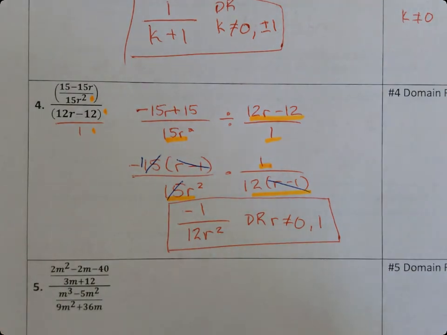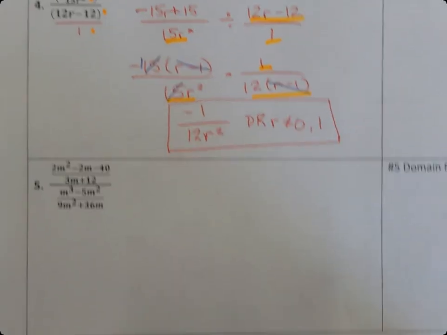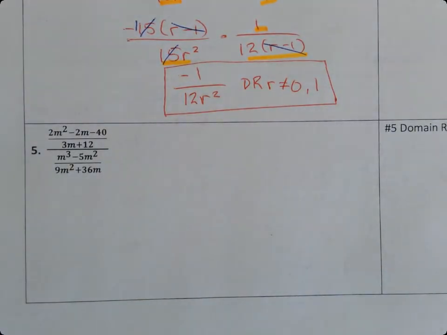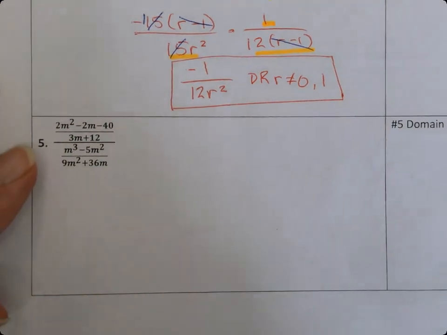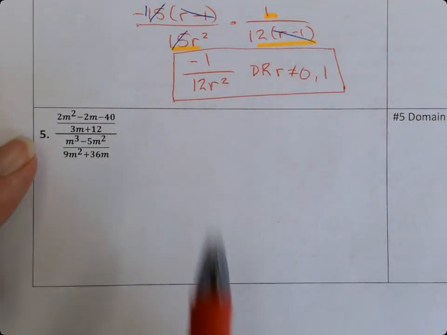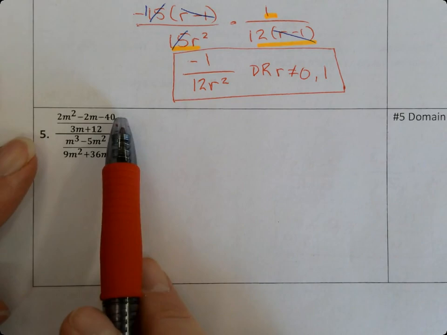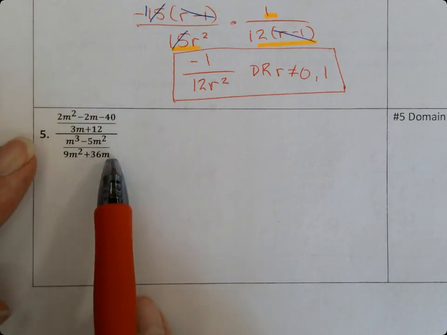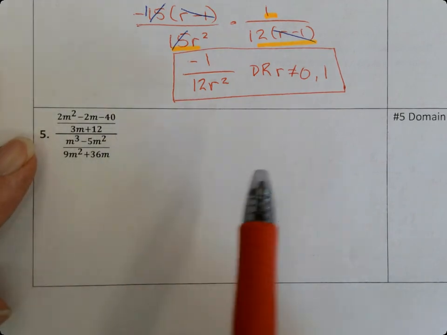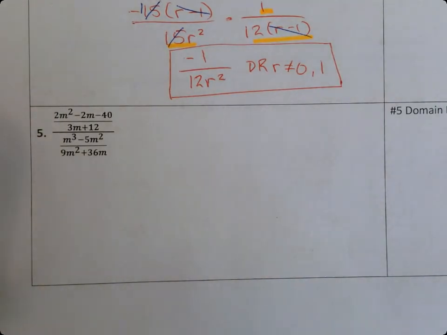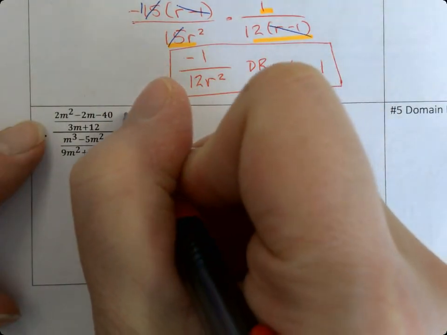Okay, I would like you to take a look at the next one and get it started. So think about factoring, think about keep, change, flip, or multiplying by the reciprocal. So if it's too much, do it in pieces. You could do your keep, change, flip. You could factor all the pieces and then do it, whatever works for you.